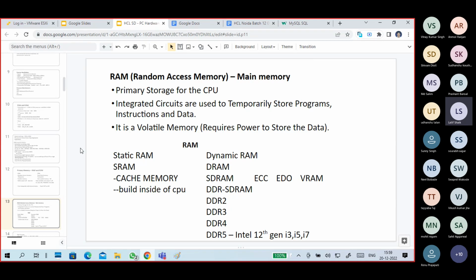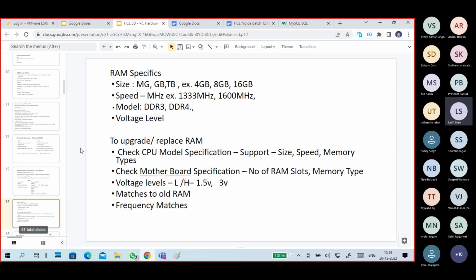Okay, DDR, double data rate. The RAMs are always in different specifications. Importantly, size. When you have a RAM, we don't see anything; we'll see only what is the size of RAM. Is it 4 GB RAM?